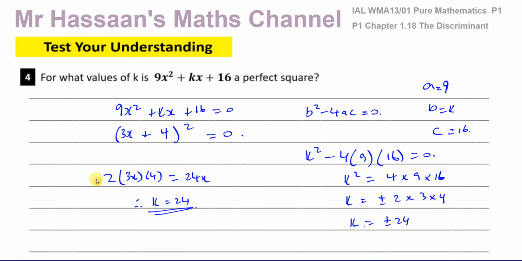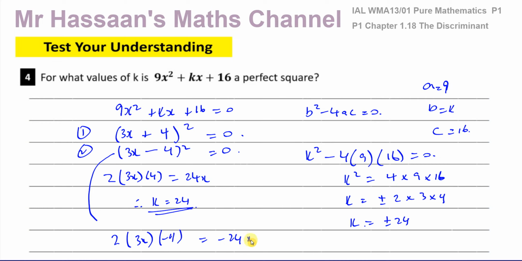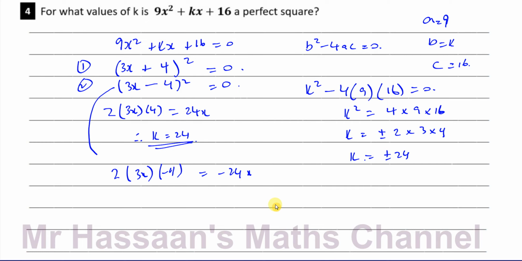Now, this is one scenario where you have 3x plus 4 squared equals 0. The other scenario is when you have 3x minus 4 squared equals 0. All right, so there's two options here. This is a perfect square, this is a perfect square. Both of those will give us a repeated root. So in this case, you'll have 2 times 3x times negative 4, which gives you negative 24x. So therefore, k could also be negative 24.